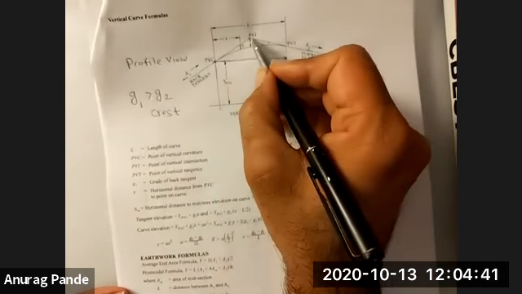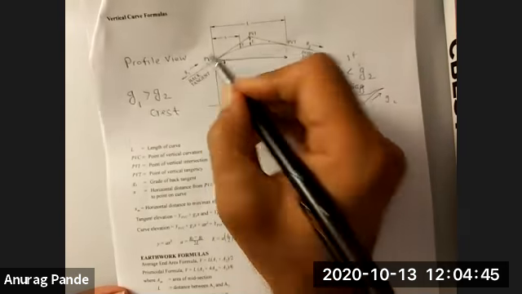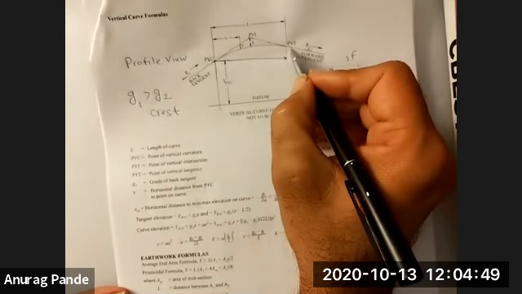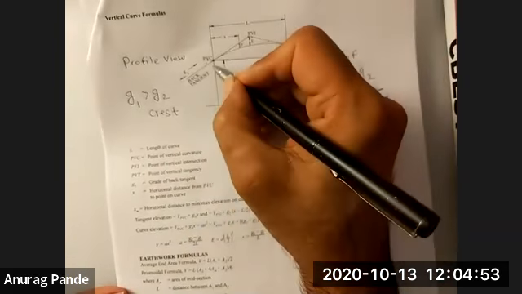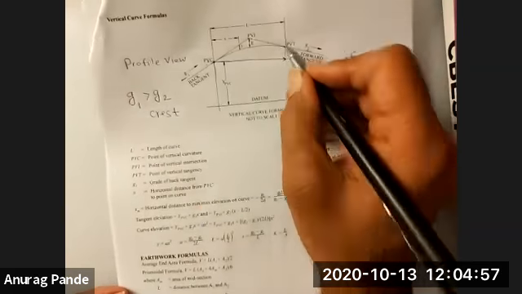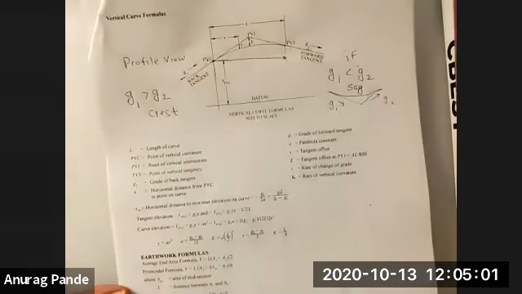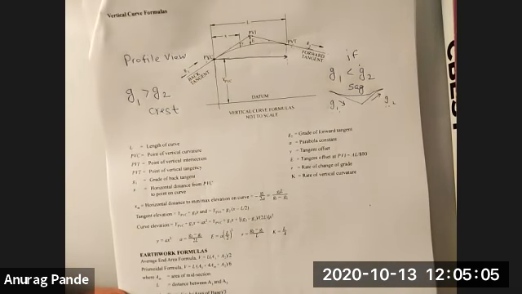PVC, PVI, and PVT. So this is point of vertical curvature, point of vertical intersection, and point of vertical tangency. Okay? So we tack on a V in the middle, and then this is the start point of the curve, this is the end point of the curve, and the curve in the middle is not a circle anymore. The curve is defined as a parabolic curve.